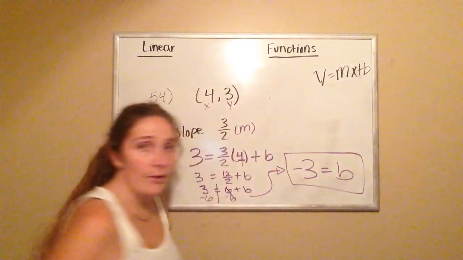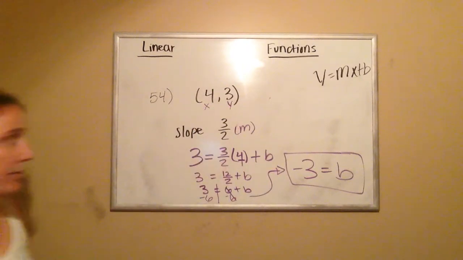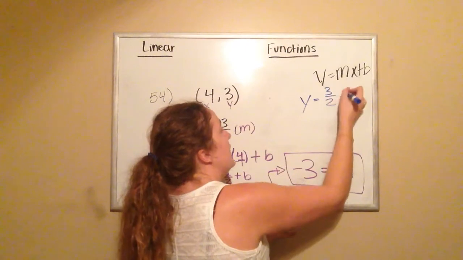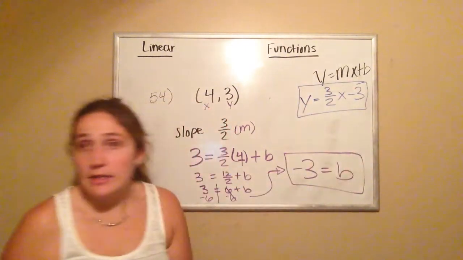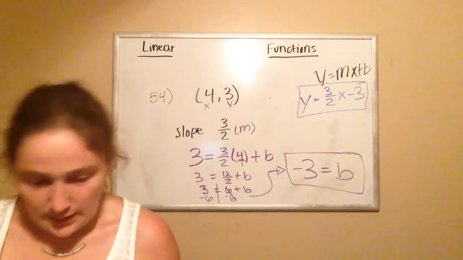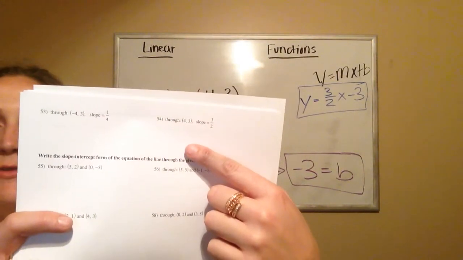There we go. We got our y-intercept. We got our slope. We're able to just plug in now. So we get y is equal to 3 halves x minus 3. All right, you should be able to get through number 54 now, so make sure you pause the video and complete up to 54.